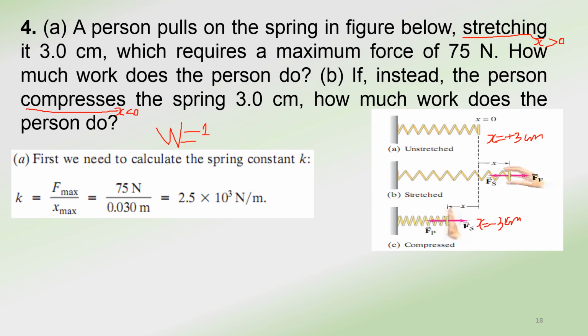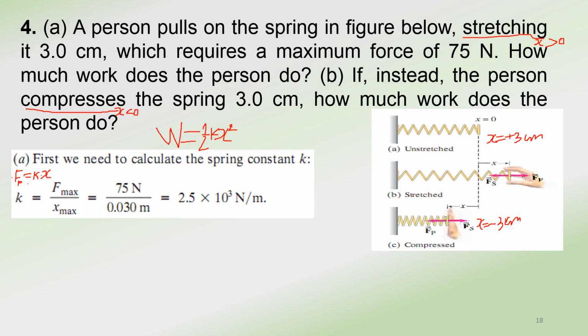equal to 1/2 kx squared. Do we have k? No. Because we don't have k, there is a relationship between the applied force, Fp, and the k. Fp equals the spring constant k times the distance x, which is stretched, meaning stretched to the maximum.